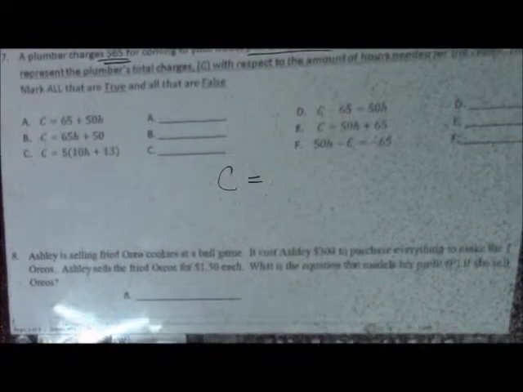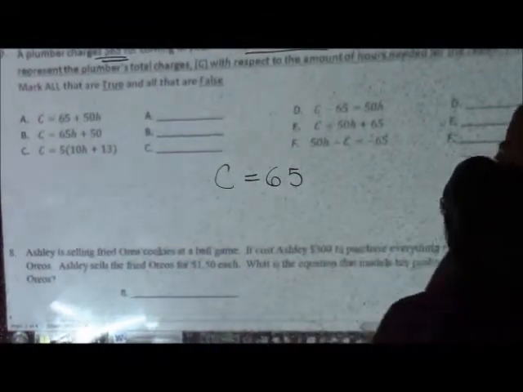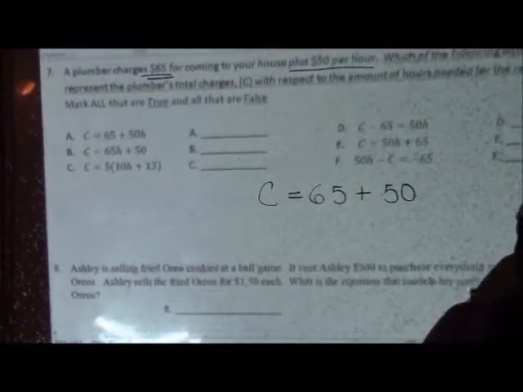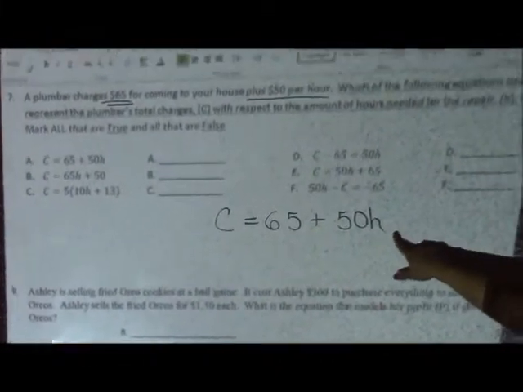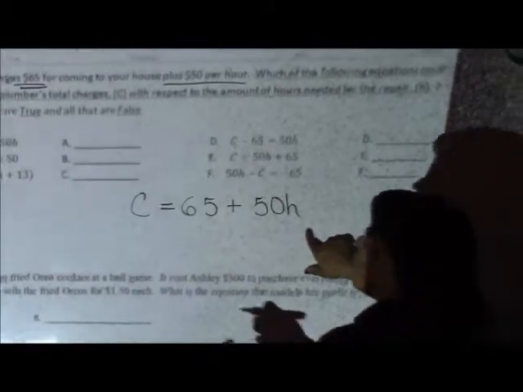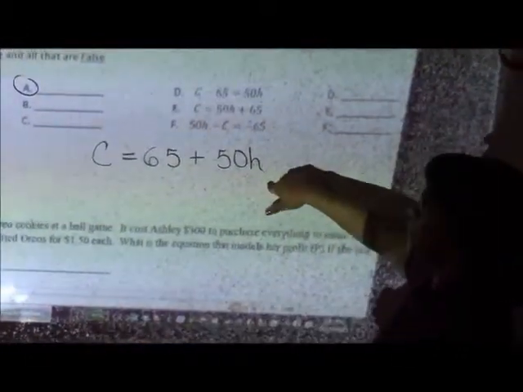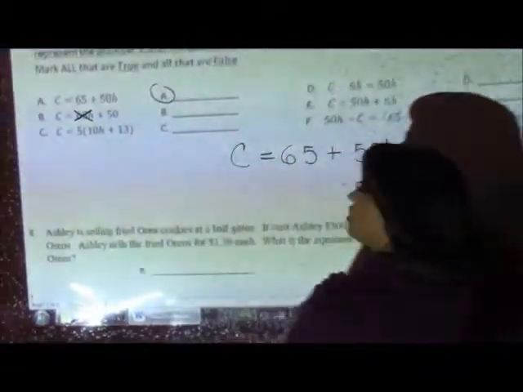Okay, a plumber charges $65 for coming to your house. So he charges $65 for coming to your house. Plus he charges $50 per hour for coming to your house. So $50 per hour. And you want to know which of these equations would be the same as this one. Well, this definitely is an answer. A is equivalent. Now we have to look at B. Well, B is wrong because they have the hours with the 65, which is our flat fee, so it shouldn't have an H next to it.